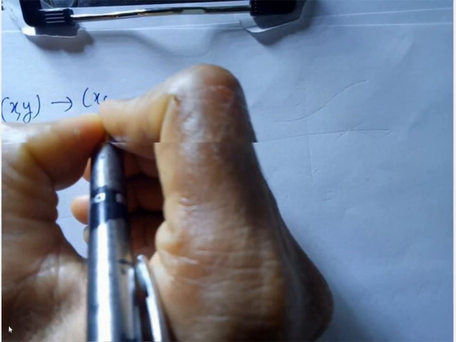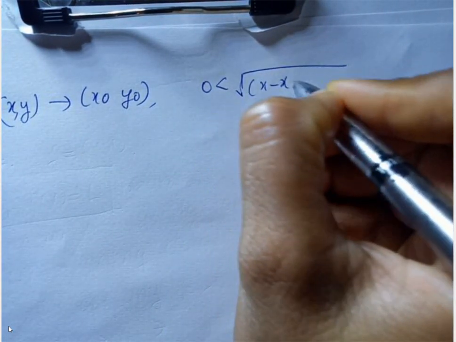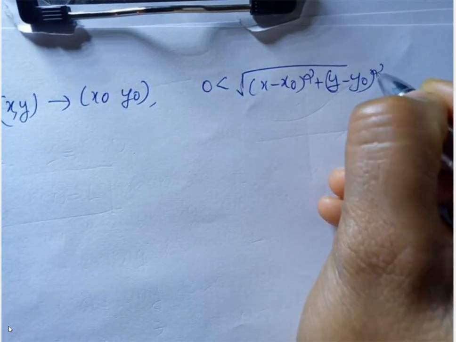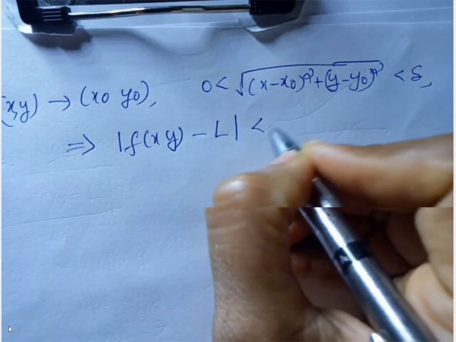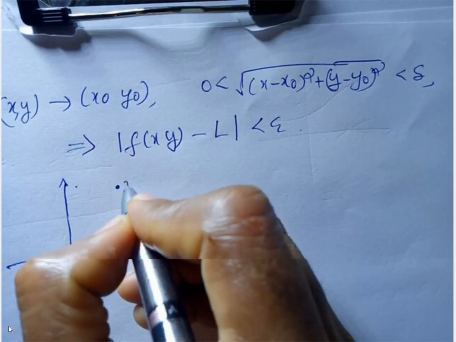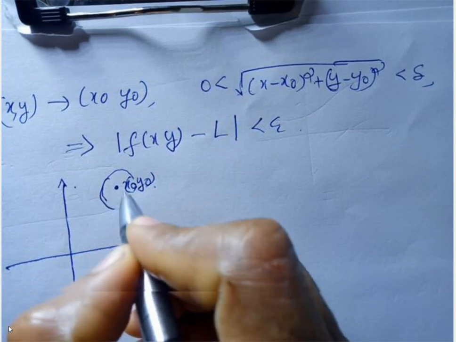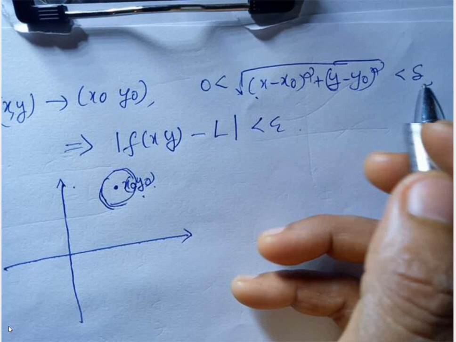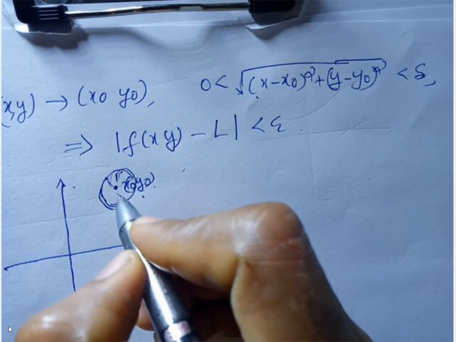So here the definition is saying that when (x, y) approaches (x naught, y naught) through the distance 0 less than square root of (x minus x naught) squared plus (y minus y naught) squared less than delta, it implies mod f of x, y minus L is less than epsilon, right? This is a function, this is a point (x naught, y naught). So (x, y) approaches (x naught, y naught) in this manner. That means this is a disk with radius delta. So the points in the disk approach (x naught, y naught) through any direction.